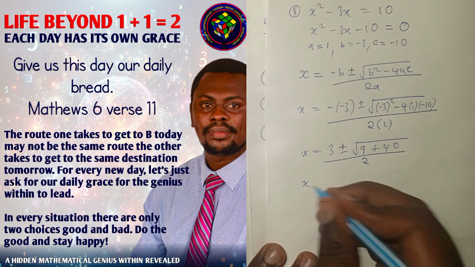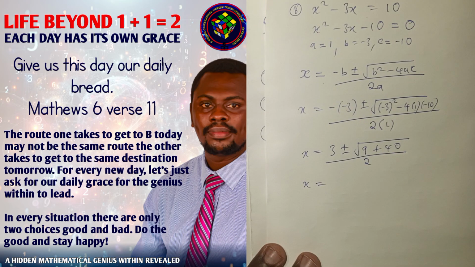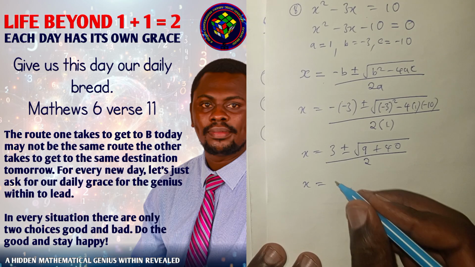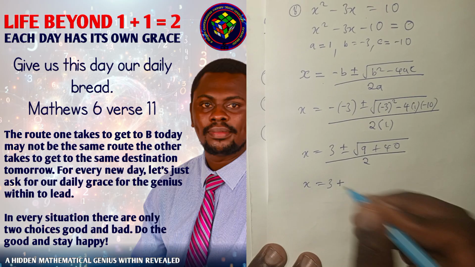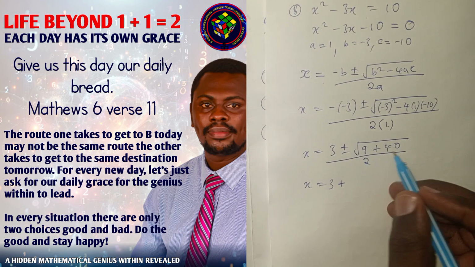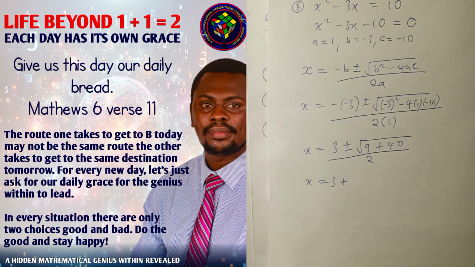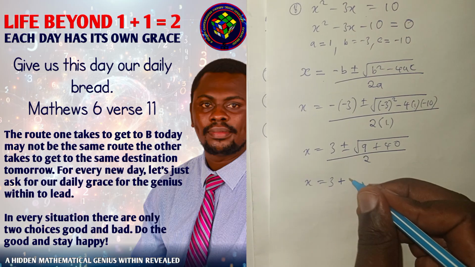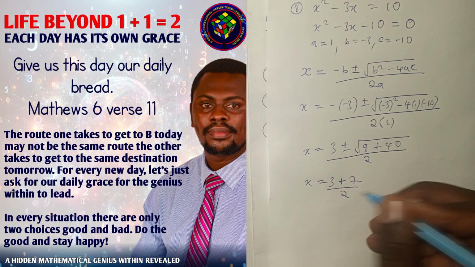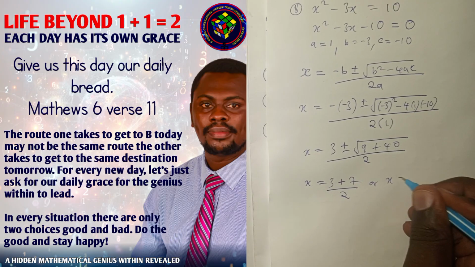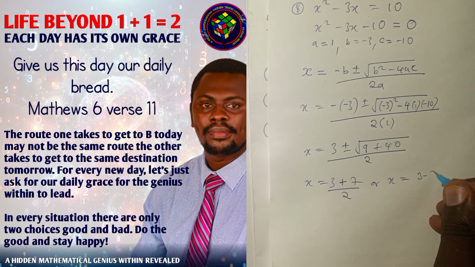Okay, so again here we have two possible solutions, one for addition and the other one for subtraction. So we are going to have 3 plus, what is 9 plus 40? 9 plus 40 is 49. And what's the square root of 49? That is 7. So we have 3 plus 7, then over 2, or x is equal to 3 minus 7 over 2.